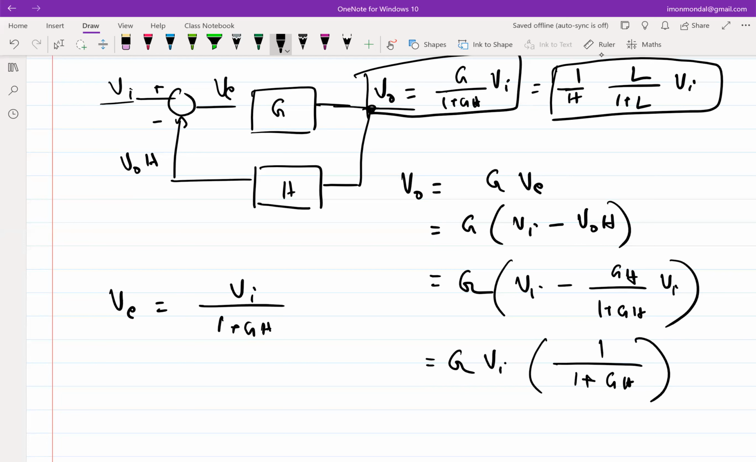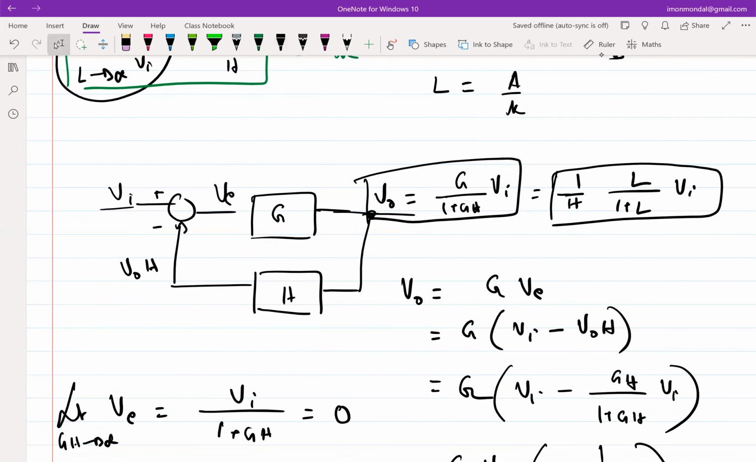Right? So when loop gain goes to infinity, the limiting value of VE when GH tends to infinity is 0. So the loop imposes this condition: if loop gain goes to infinity, the error voltage has to go to 0. If the error voltage is not zero and the loop gain is infinity, then V naught will essentially become infinity. So assuming the loop is stable and the output is finite, right?